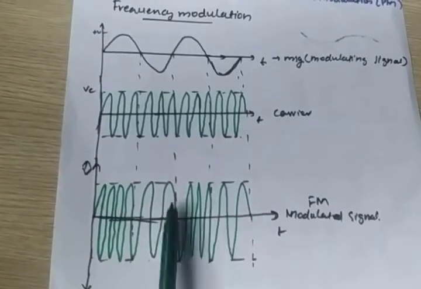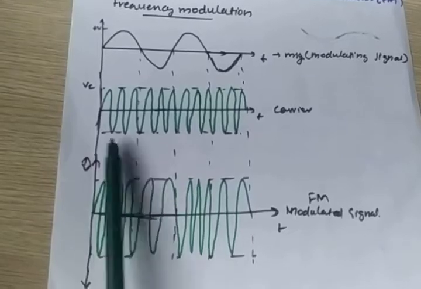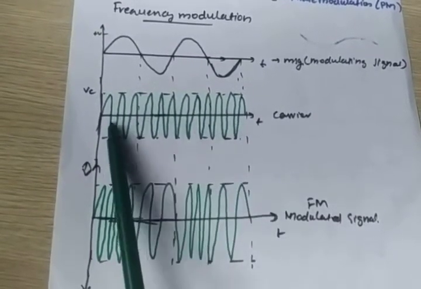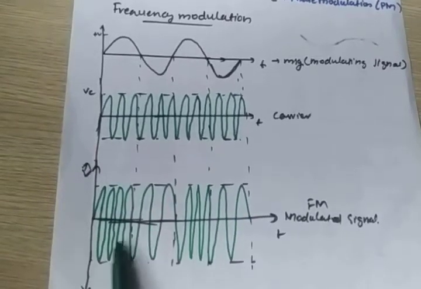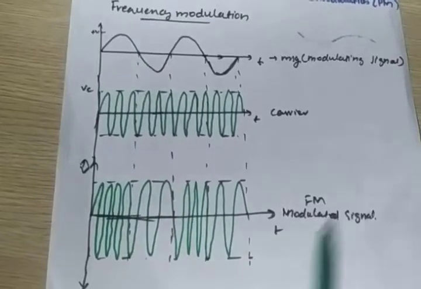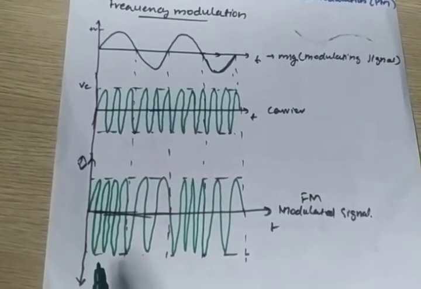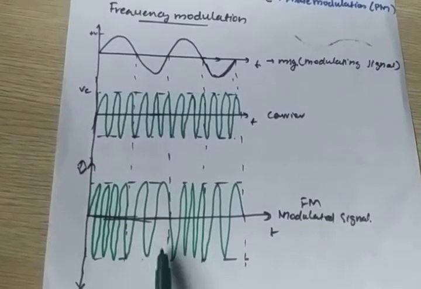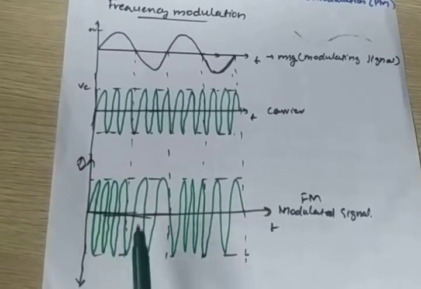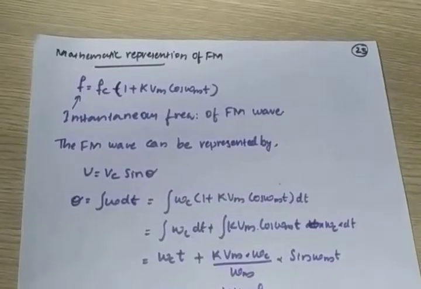In frequency modulation, before modulation the carrier has a single frequency, but after modulation, look here, the frequency is varying in accordance with the amplitude of this message. So in FM, frequency is continuously varying in accordance with the amplitude of the message. So this is what is called frequency modulation.